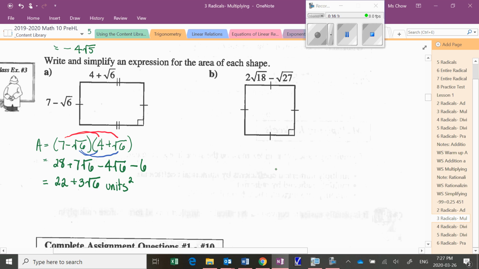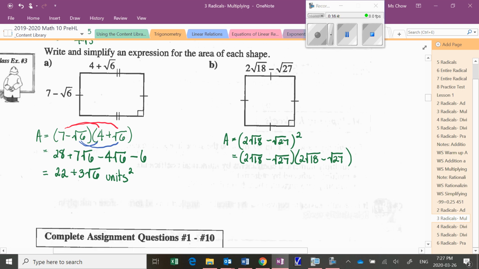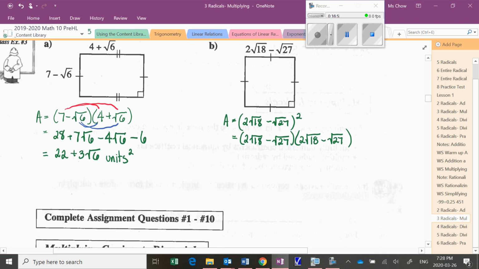So the area of a square, again, you can stick with length times width, or you can think of it as side squared, so either or. If you wanted to write it as side squared, so (2 root 18 minus root 27) squared. And of course, anytime we square a binomial, I would strongly recommend that you write that out, because we cannot simply square each term. That would be a big mistake, and quite a common mistake that people make. So again, you would need to look at doing FOIL or your box method.